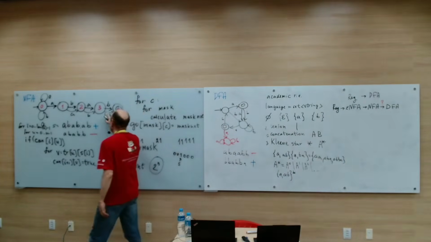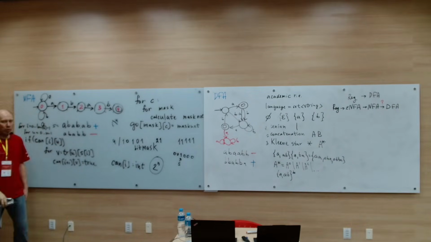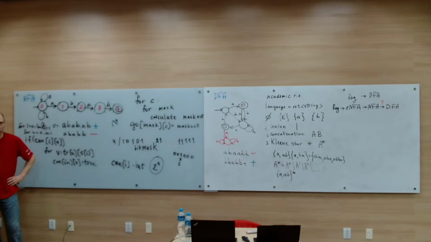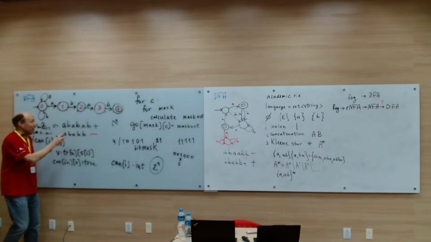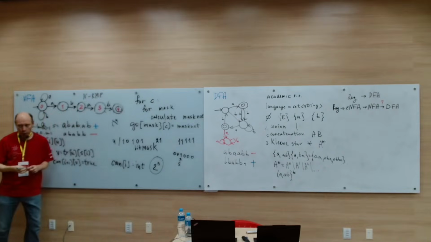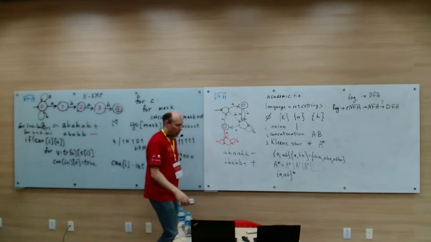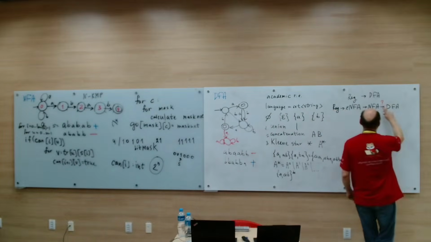But for this, for example, the equivalent deterministic automaton has the same number of states. There are only 5 possible masks, and this is actually the non-deterministic KMP automaton, which we will consider a little bit later today. So okay, we know how to do this.